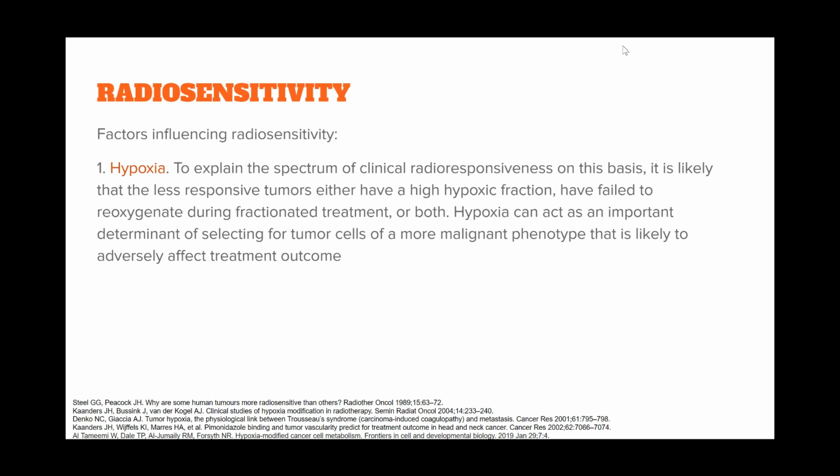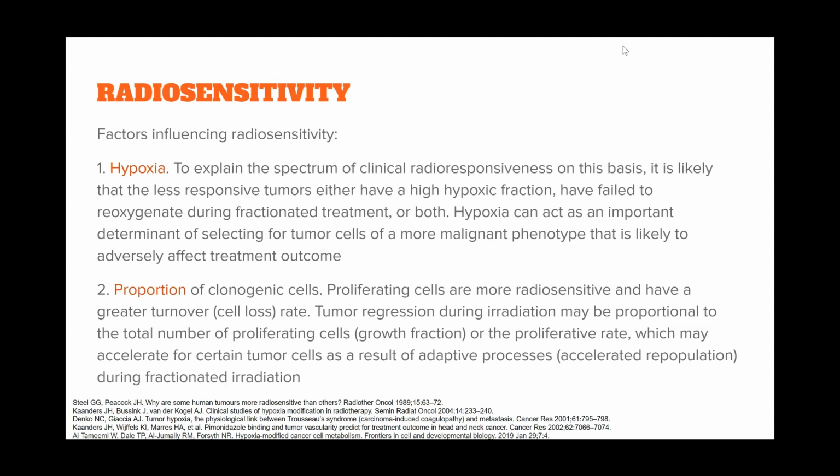Radiosensitivity can be influenced by certain factors like hypoxia. The less the amount of oxygen, the less the fixation of radiation damage, the radiation damage that we had discussed earlier. Now, the amount of clonogenic cells. See, a tumor is more radiosensitive if it has more proliferating cells. But then there is also an issue, because after exposure to a certain amount of radiation, these clonogenic cells undergo an adaptive process and start populating more. It's called accelerated repopulation. We'll be discussing this further.